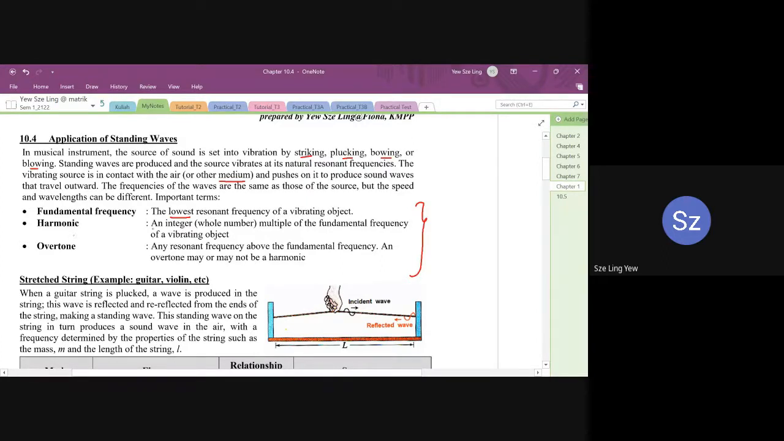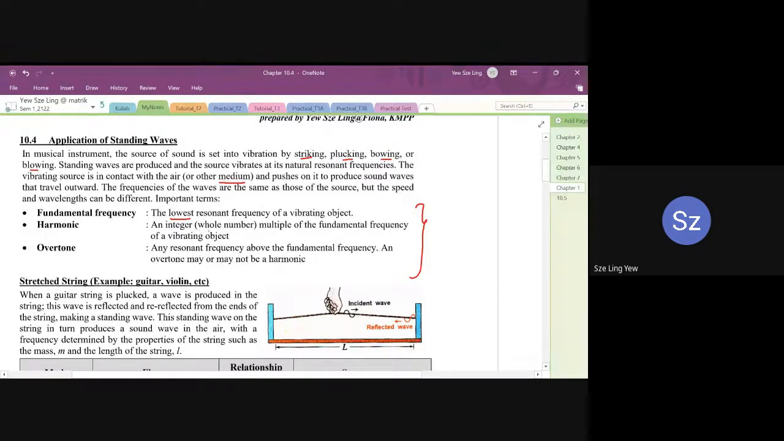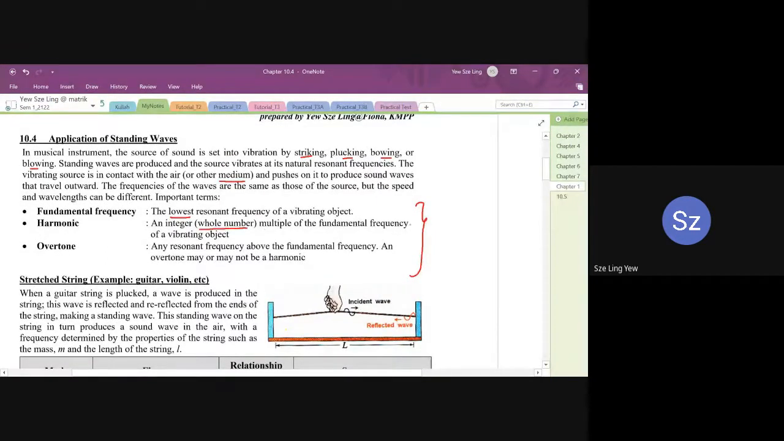Harmonic is a multiple of the fundamental frequency, and it must be a whole number. So it cannot be 1.5, 1.3, 2.7 or 3.4. It must be a whole number: 1, 2, 3, 4, 5, 6, 7, 8. If it is the same as the fundamental frequency, then the integer is 1. If it is twice the fundamental frequency, then the number is 2.